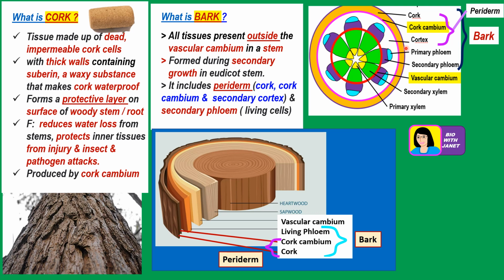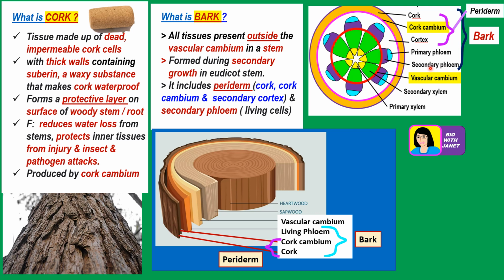Okay, so it is formed during secondary growth in the eudicot stem, and it includes, first of all, the periderm. Periderm is a collective term for cork, cork cambium, and cortex. But the textbook just puts periderm as including cork and cork cambium, so I suppose that is enough if you mention these two as part of periderm. Now, other than the periderm, the bark also includes the secondary phloem. That means primary phloem, secondary phloem here, especially that is living and can transport organic food substances.